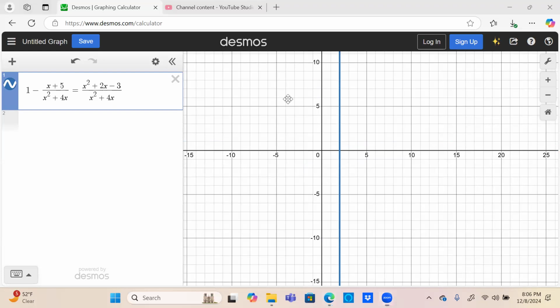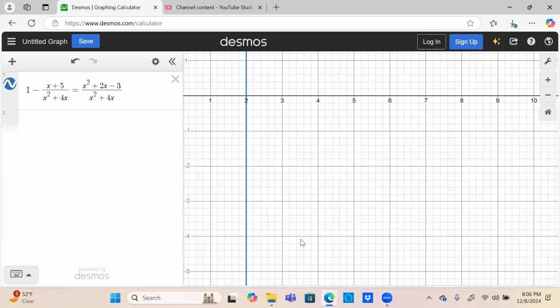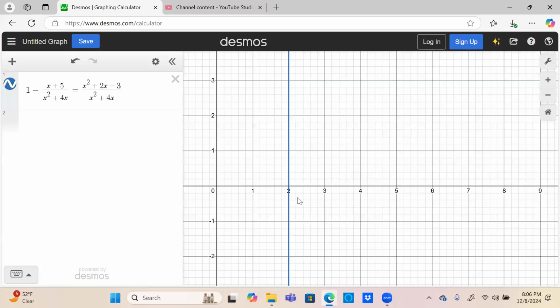So you can't actually click it. I don't know why, but if you zoom in, you can see that it's hitting through 2. So x equals 2, or in our case, k equals 2.